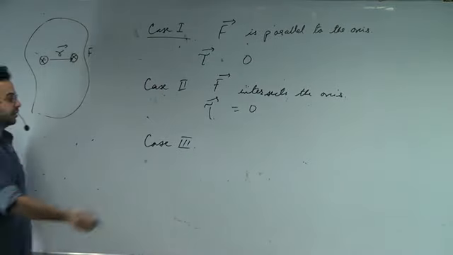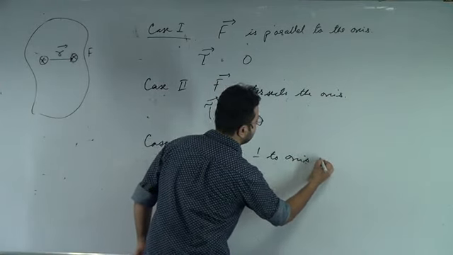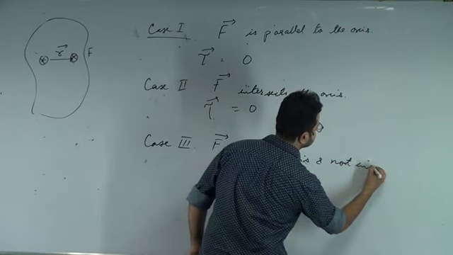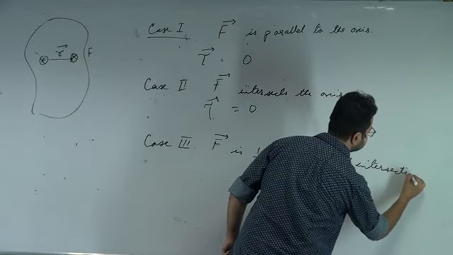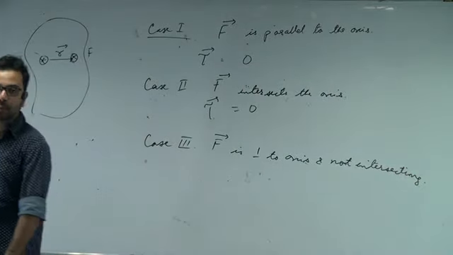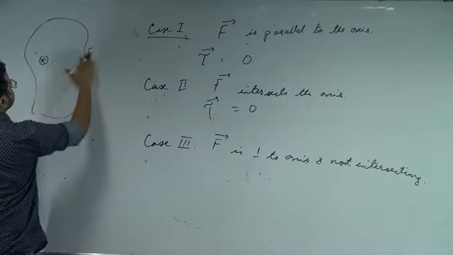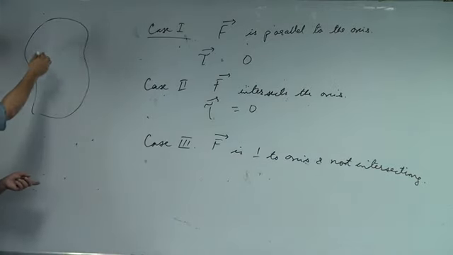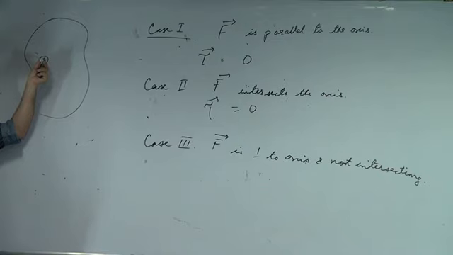Okay, case number 3. F is perpendicular to the axis and not intersecting. How would that look? This is the axis of rotation. Any line which lies in the plane of the board would be perpendicular to this axis. So the force could be anywhere on this plane, and it is non-intersecting.